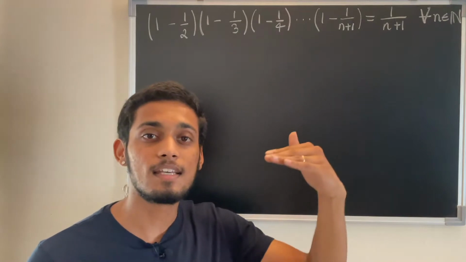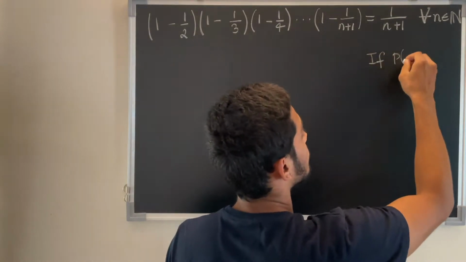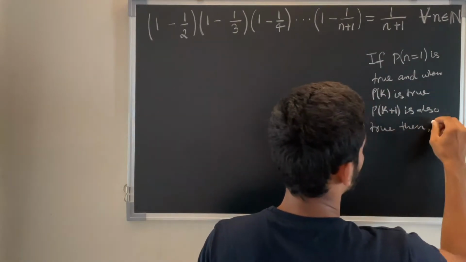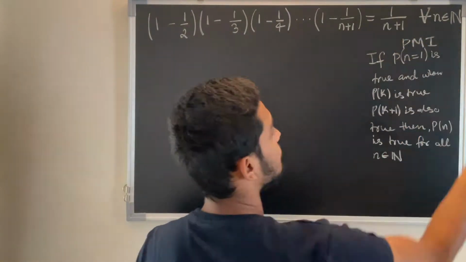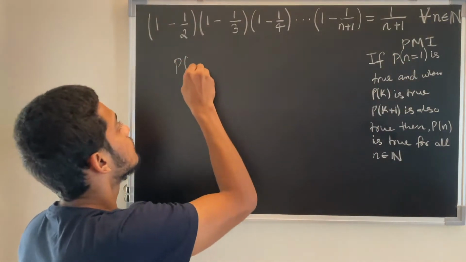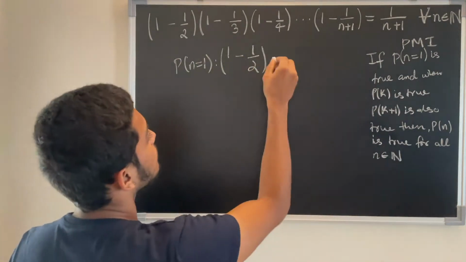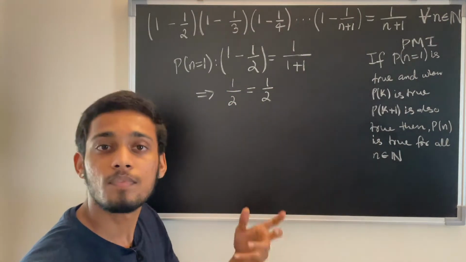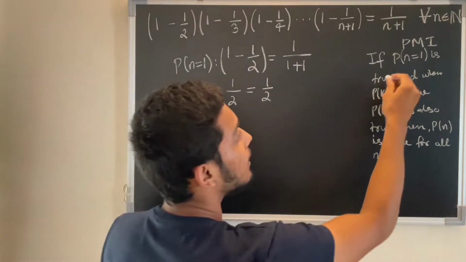So first let us take the case where n is equal to 1. Before that I will just write down the principle of mathematical induction. So this is the principle of mathematical induction. So let us try and do it. First we will try to show that p of n equal to 1 is true for this statement. So we are only taking one term. We have found that the left hand side and the right hand side are both 1 by 2. Therefore the case where n is equal to 1 is true. So this part we have proven.